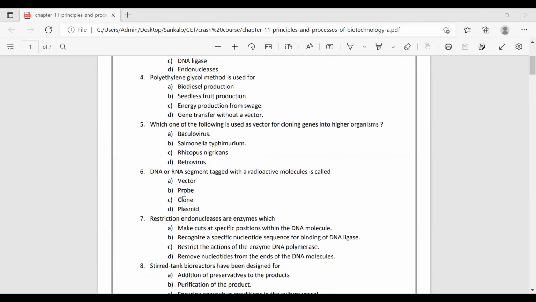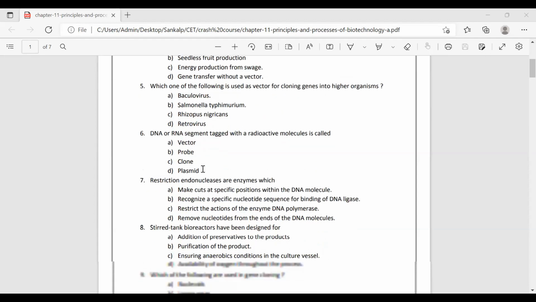Sixth question. DNA or RNA segment tagged with the radioactive molecule is called vector, probe, clone, or plasmid. What is it called? Option B, probe. So the right answer is very easy and direct question. The right answer is option B, probe.